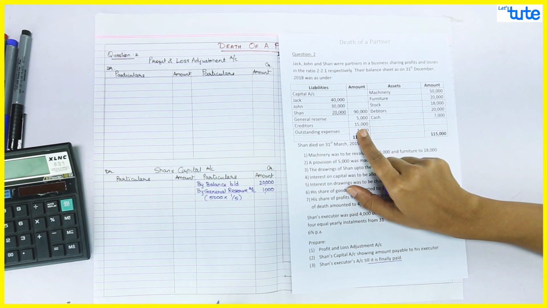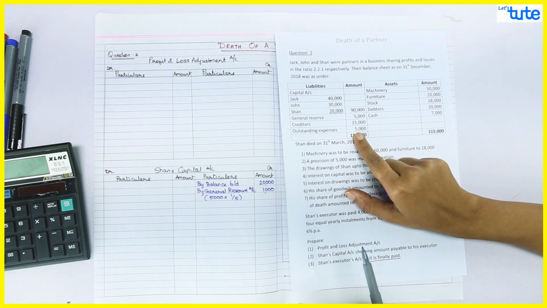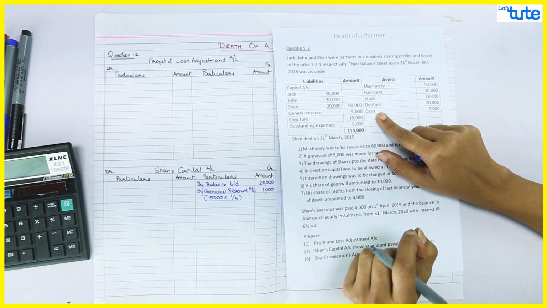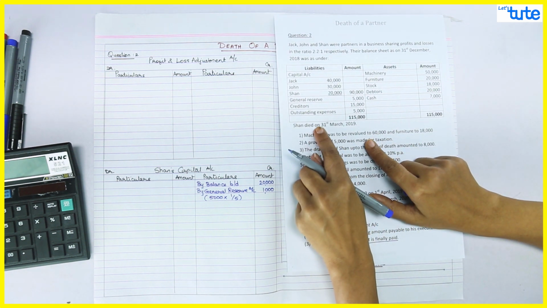Then we have creditors. Creditors goes to balance sheet. Outstanding expense will also go to new balance sheet. All the assets will also go to new balance sheet subject to the adjustment. We'll give the effects for this adjustment.